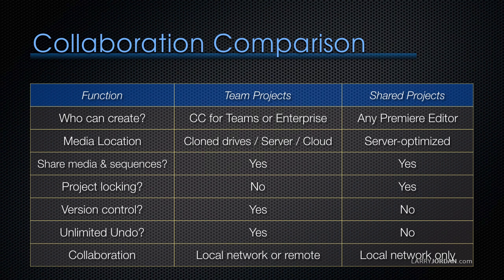Only shared projects provide project locking, which means that you can lock a project so nobody else can make changes to it. Team projects, unlike shared projects, provide both version control and unlimited undo. And when I say unlimited, I don't mean unlimited to the point you save the file. I mean unlimited to the point where the file was initially created, even if that spans multiple days, weeks, or months, and even if that spans multiple editors. For collaboration, team projects are designed for either local network collaboration or remote, and shared projects are local network only.